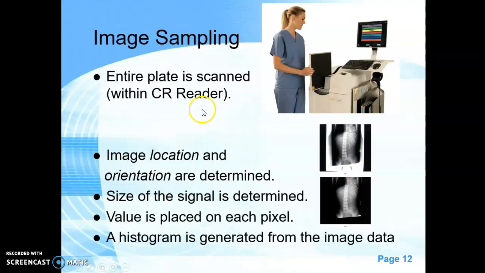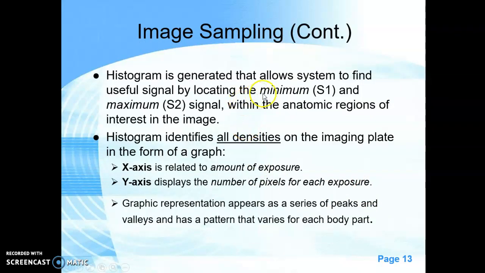So with processing of a CR image, the whole entire plate is scanned once it's inside of the reader. The image location and the orientation of the image, such as crosswise, lengthwise, is then determined. The size of the signal is determined, how dark, how bright it is, and a value is placed on each pixel. A histogram then just gets generated from this image data. So a histogram shows us everything between the minimum values and the maximum values, and it identifies all densities on the plate. Again, the x-axis is the amount of exposure. The y-axis is the number of pixels that has that exposure.